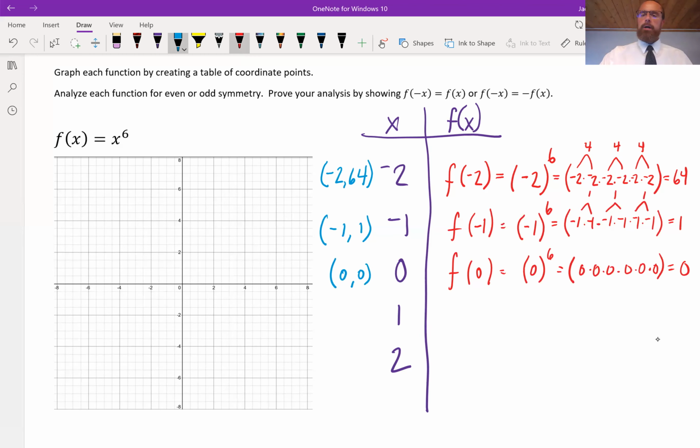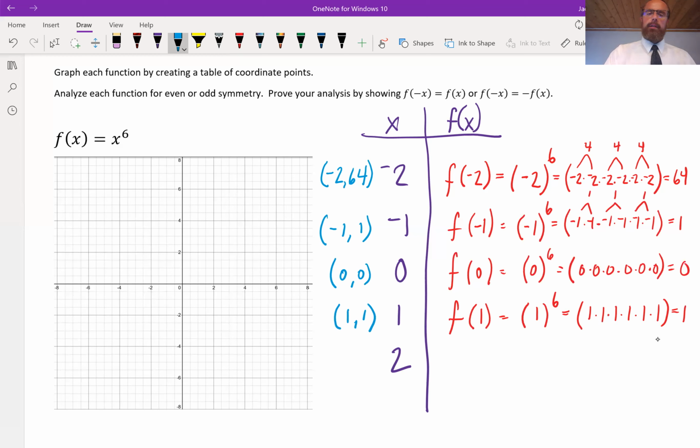Our next value is +1. So again, I'm going to put it in the parentheses, but note with the positive integers, we don't really have to mind the sign so much. We know they're all positive, so the product is going to be positive. 1 times 1 times 1 times 1 times 1 times 1, well, that's 1. And that would give us the point 1, 1.